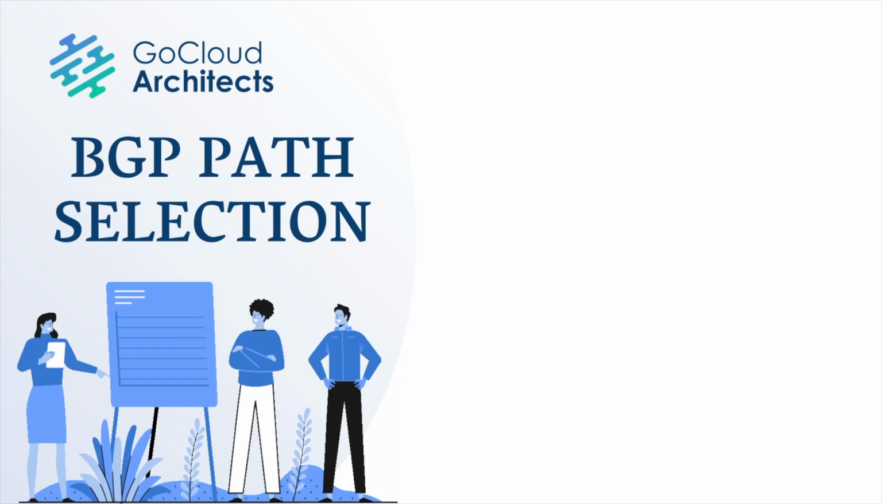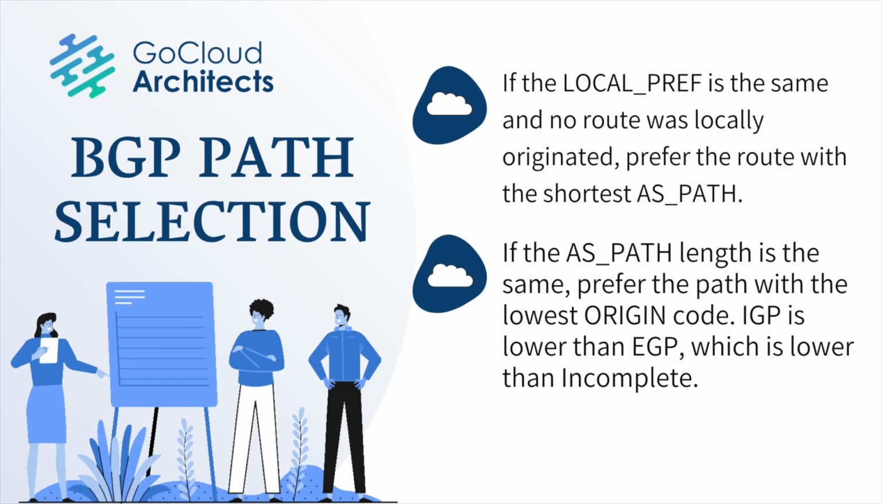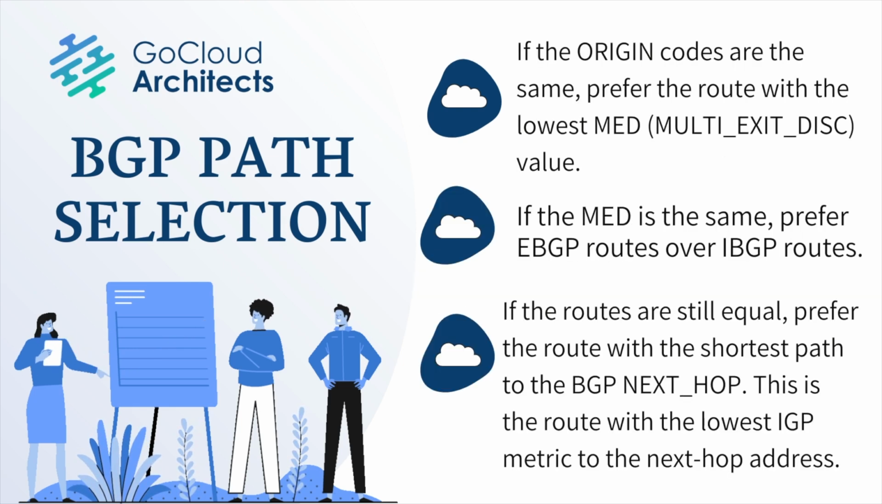What is the path selection process? First and foremost, choose the route with the largest weight. And if the weight is not set, choose the route with the largest local preference. And then choose the routes that were originated on the router, meaning you originated here versus learning somewhere else. Then choose the path with the shortest number of autonomous system hops. We'll show you how you can tune that. Then choose the path with the lowest origin code, meaning like IGP versus EGP versus incomplete. Then we'll talk about choosing the path with the lowest MED. We'll show you how we do that.